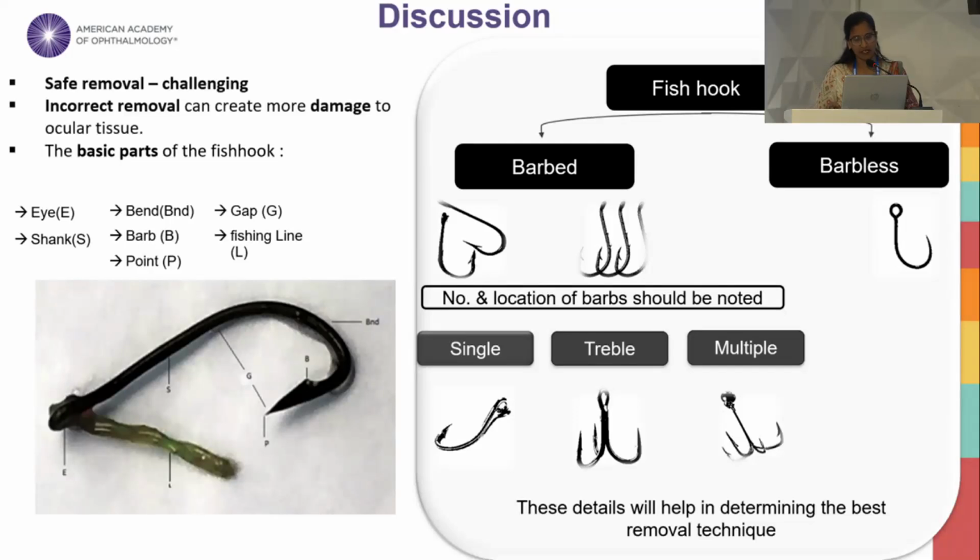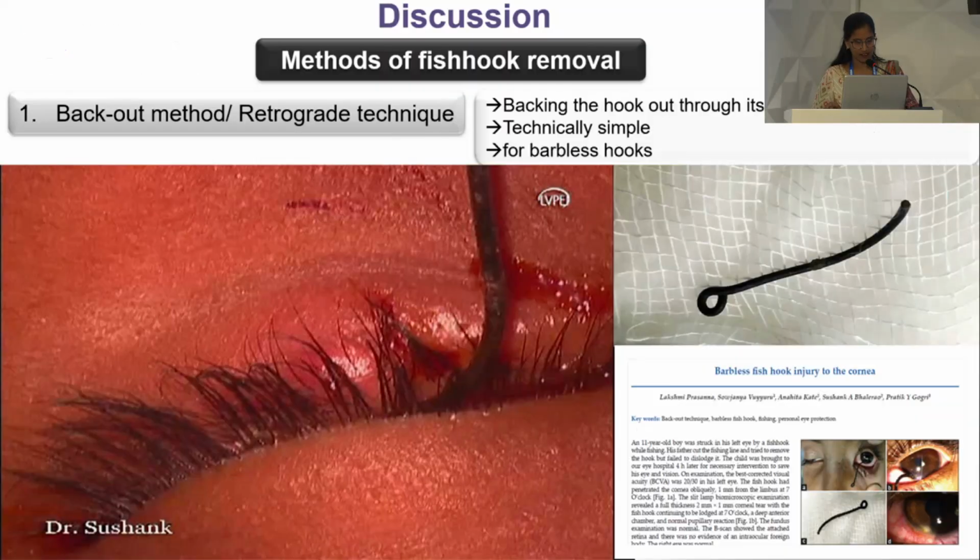Fish hooks can be divided into barbed and barbless. Barbed hooks are classified based on the number and location of barbs: single, triple, and multiple. These should be noted because these details are very important to determine the best removal technique.